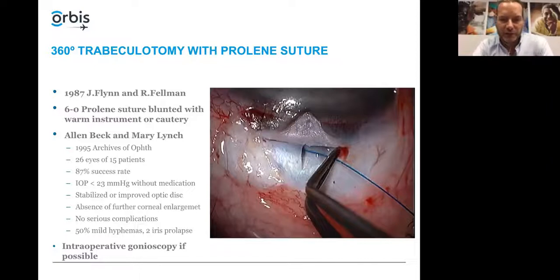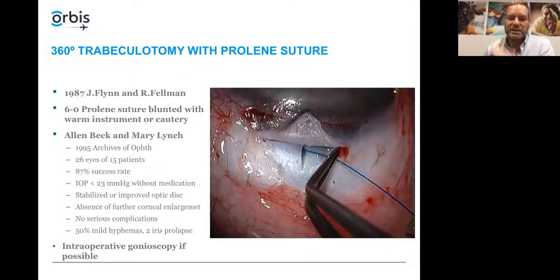And there's a really interesting article from about 20 years ago or so from Dr. Beck and Lynch, where they were able to thread these Prolene sutures around Schlemm's canal 360 degrees. Or if they couldn't get it to go around 360 degrees, they would go as far as they could and then do a cut down and tear out the meshwork with this Prolene suture. And they had about an 87% success rate with lowering the pressure. Now that doesn't mean they had an 87% success rate of getting the Prolene to go all the way around. And really no significant complications there.